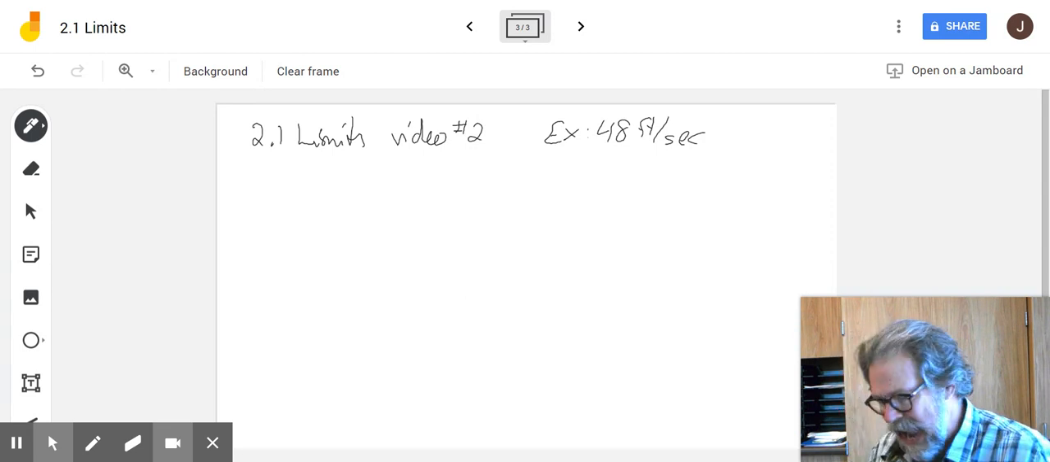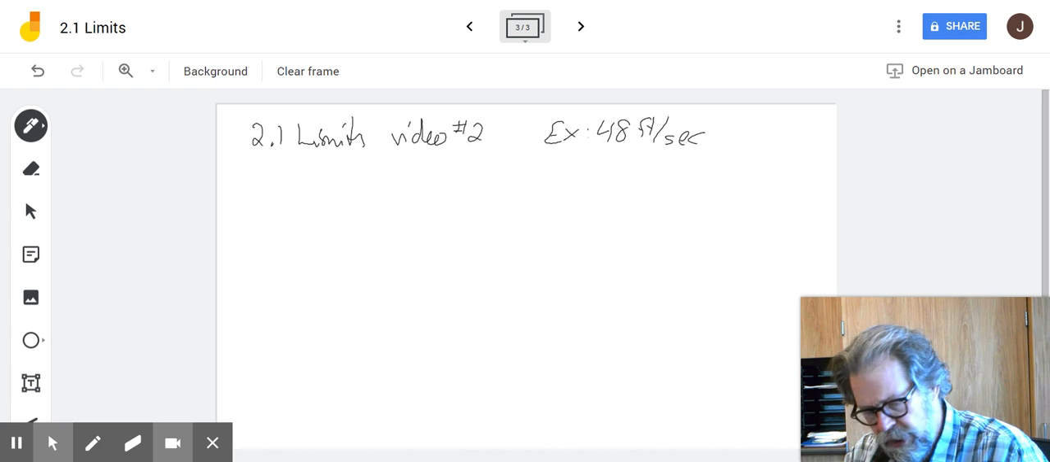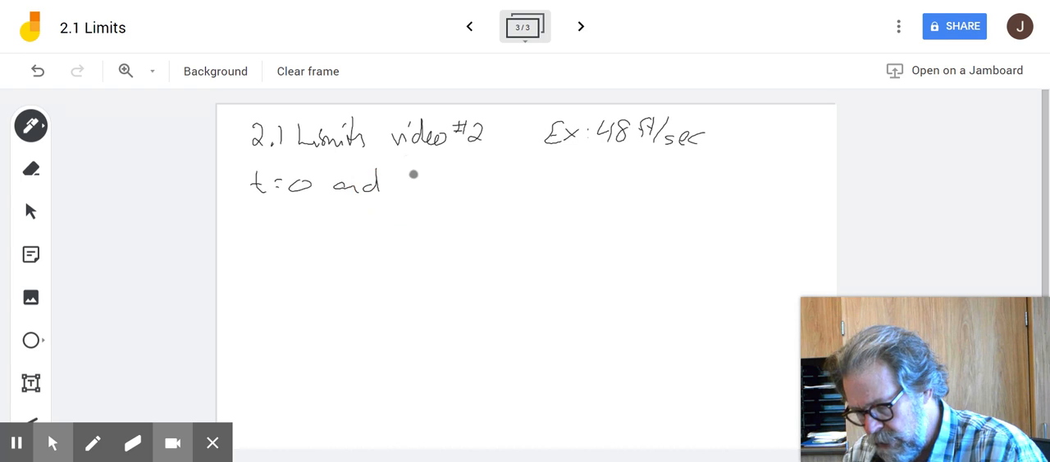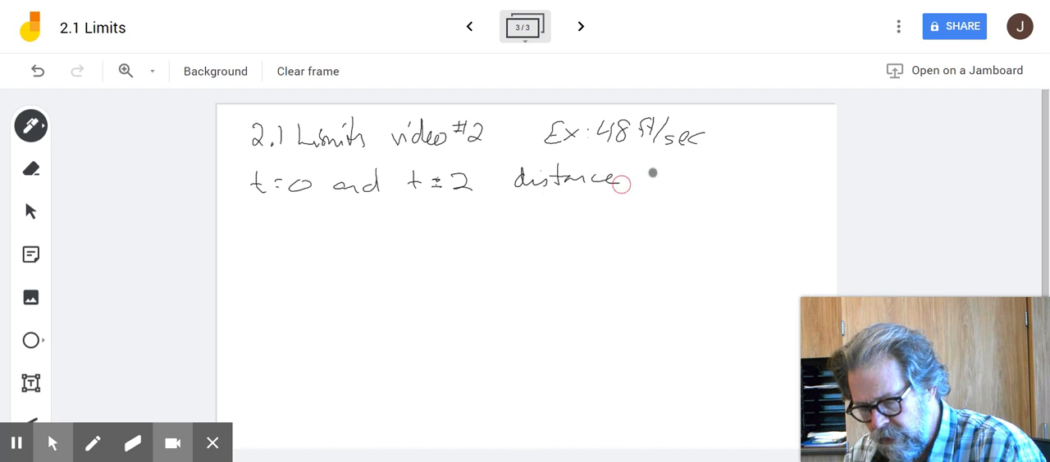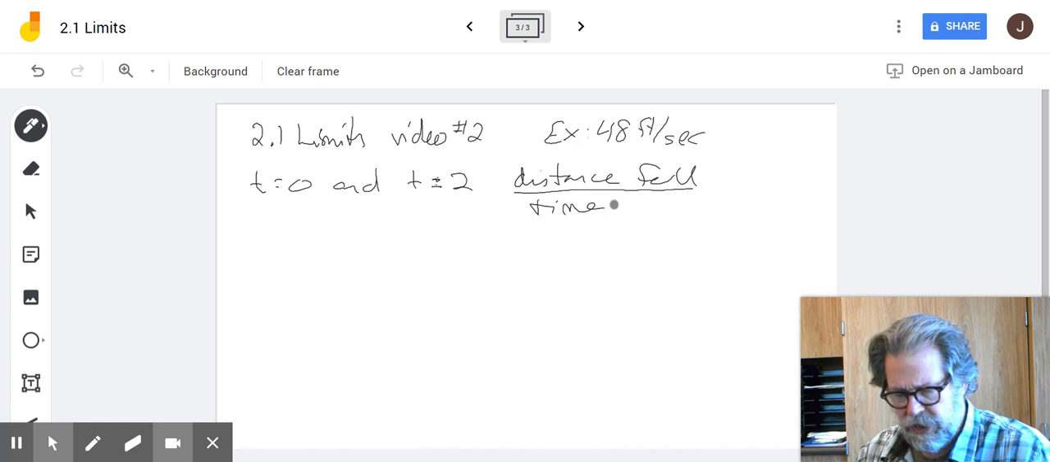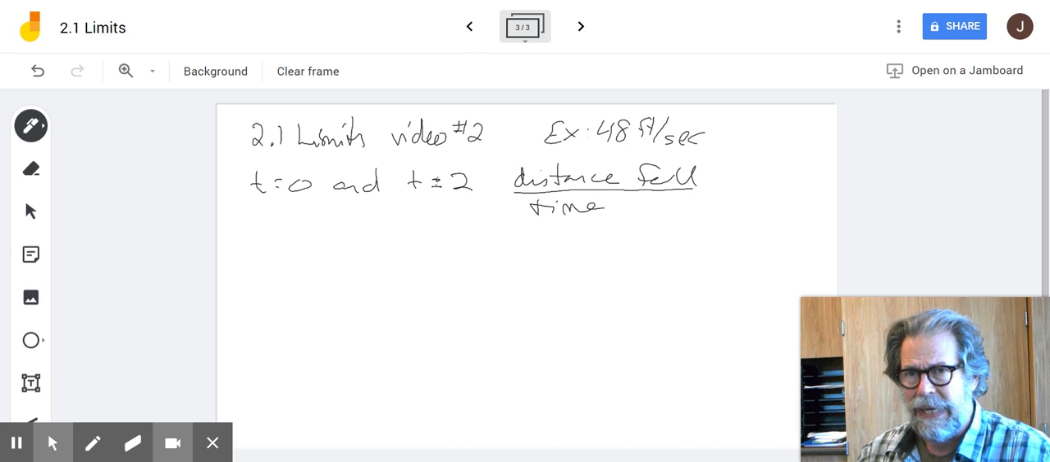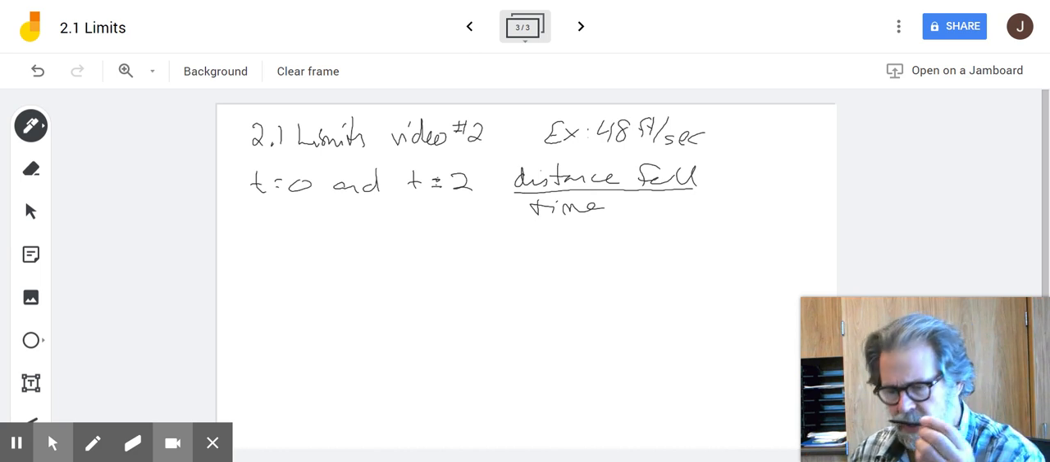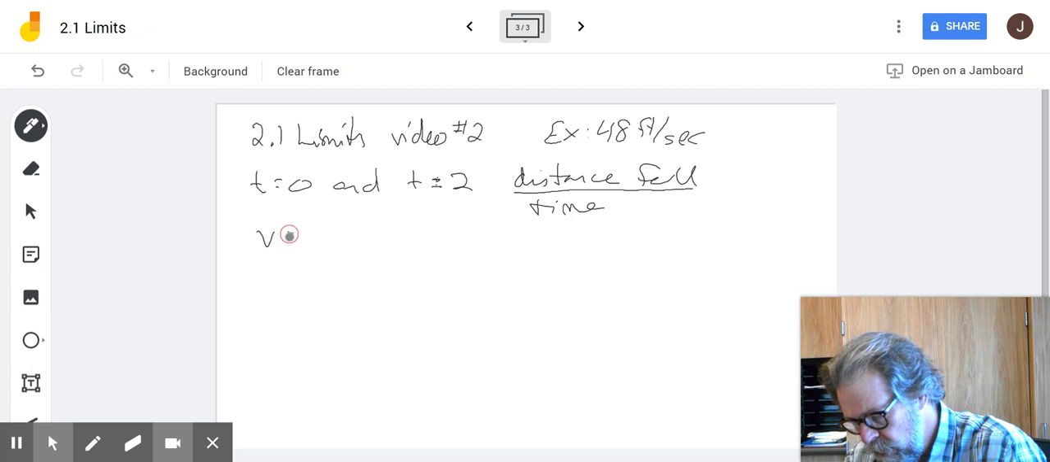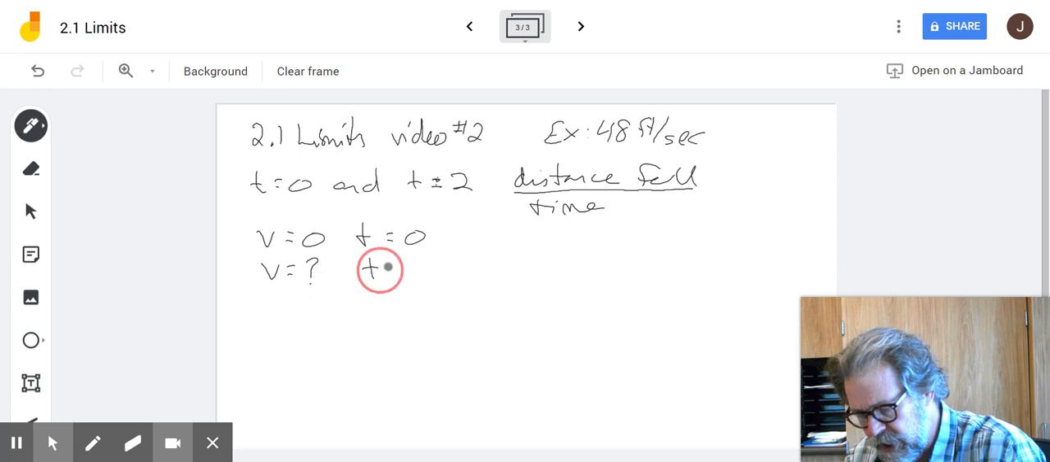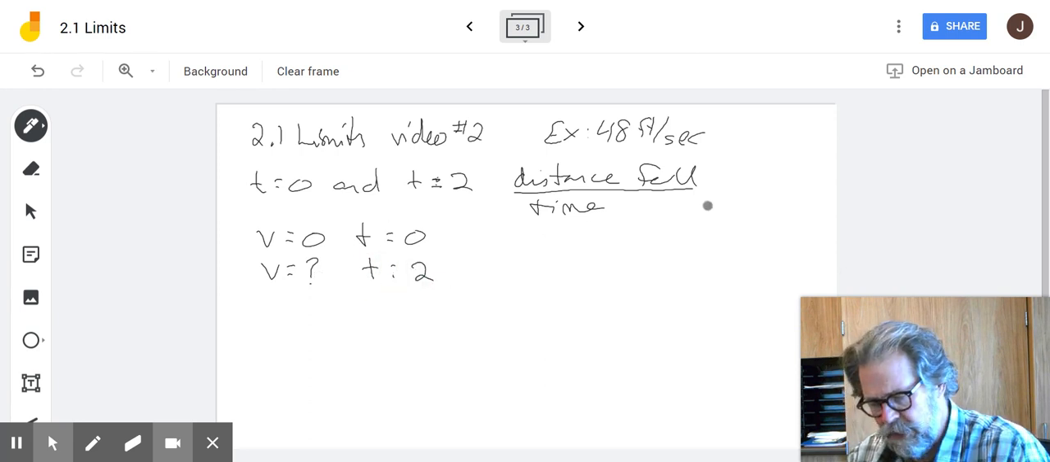So the average speed is one thing. Average speed just says between time 0 and time 2 we took the distance the rock fell, divided by the time it took to fall, and that gives us average speed. But of course, we know that's not an accurate representation of what's happening at any given moment. The rock starts at speed 0 when we start, and it has some velocity at time 2, and this was just an average.